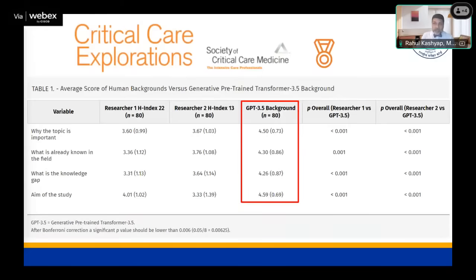And we asked these questions: why the topic is important, what is already known in the field, what's the knowledge gap, and what's the aim of the study. All the differences were significant. People were blinded, and this became the first publication in critical care medicine evaluating ChatGPT, and several other papers have come out of it. So these are a few things you can do at your end as well. If the area you're interested in, may it be nursing, pharmacy, GI, OBGYN, psychiatry, whatever you're interested in, you can do certain things to evaluate and find out which large language model is better than others as you go through.